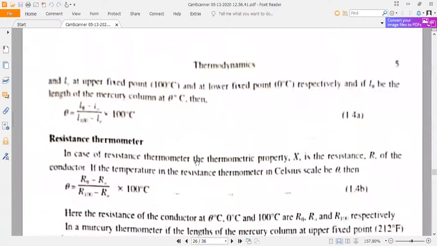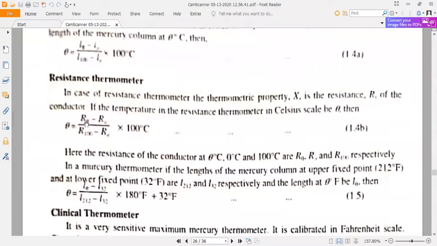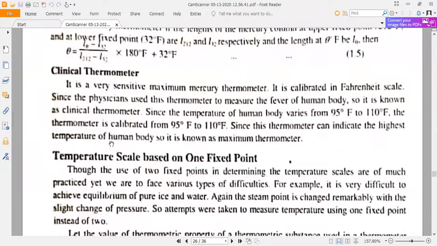Someone found it, look. So for the mercury thermometer, the thermometric property is L, that is length. So X has been replaced by L. L theta minus L is L100 minus L is... The writing is not clear, but we can understand what is written here, right? And for the resistance thermometer, it will be R. The clinical thermometer is the one that we use, okay? That is the mercury thermometer, and it is calibrated in scale.